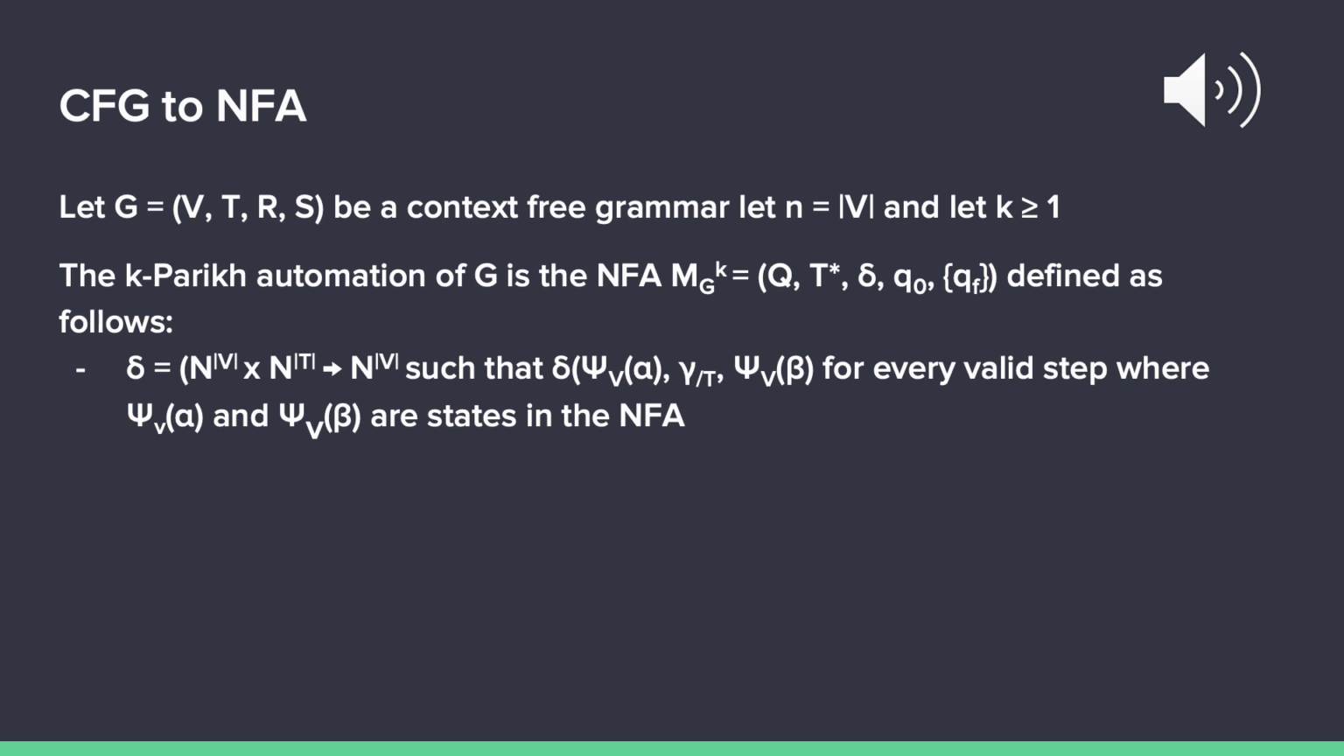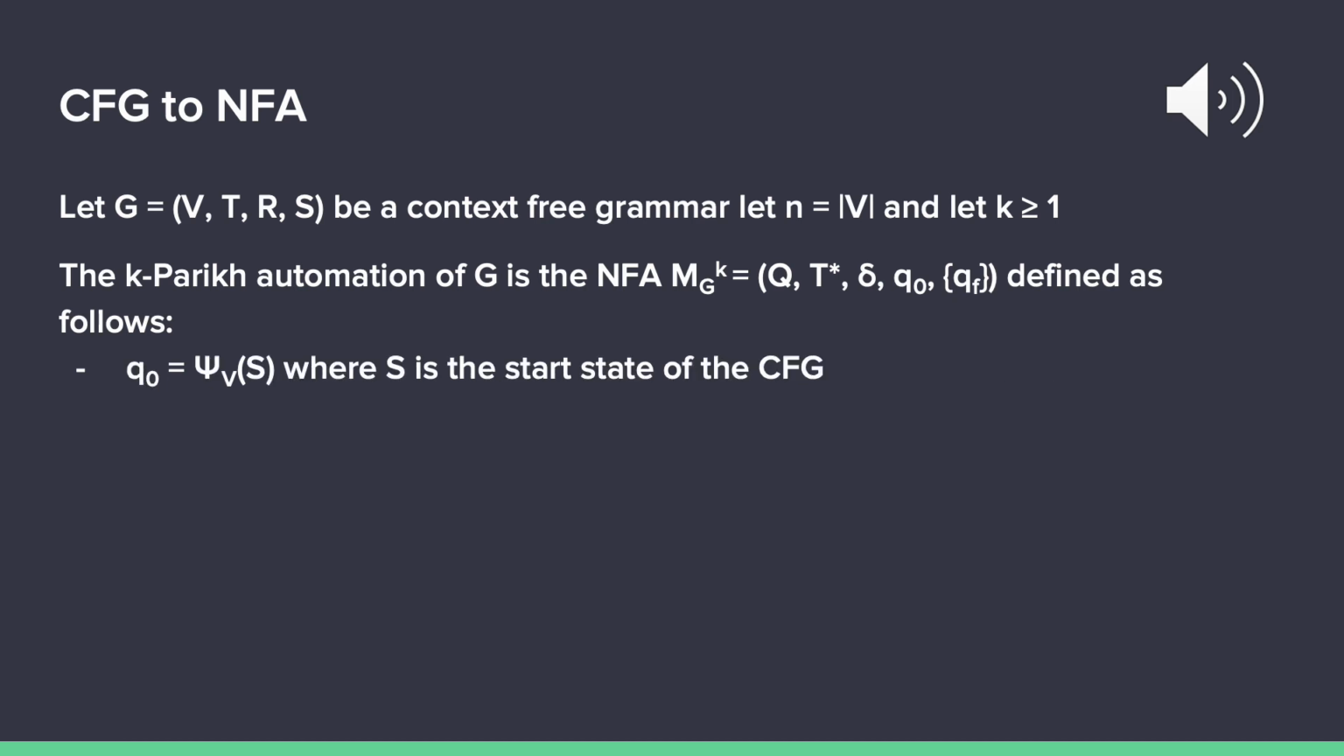So this is basically stating that if we have alpha and beta as two words in the CFG, if we take their Parikh vector, only considering the non-terminals as one of the states, and then we have gamma, as we defined previously within the step, and we only look at its terminals, if we use those two, we then reach a new state, which is psi of V of beta. And this transition exists for every valid step, where psi of V of alpha and psi of V of beta are states in the NFA.